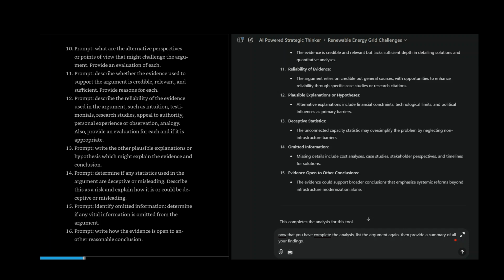14. Omitted information. Missing details include cost analyses, case studies, stakeholder perspectives, and timelines for solutions. 15. Evidence open to other conclusions. The evidence could support broader conclusions that emphasize systemic reforms beyond infrastructure modernization alone. This completes the analysis for this tool.